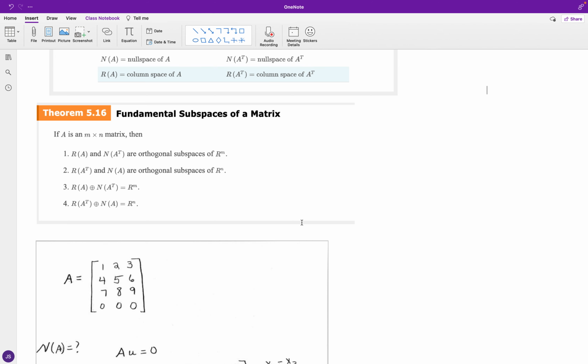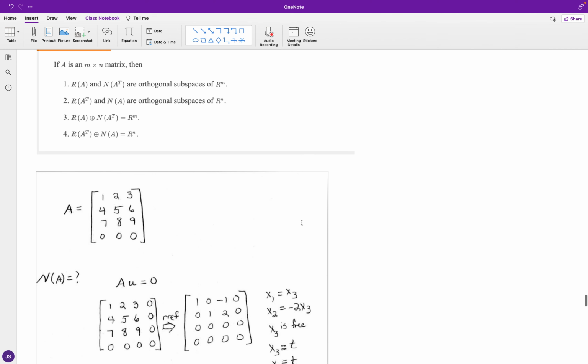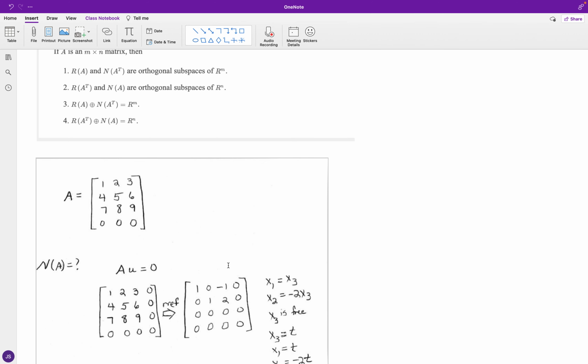Looking at the null space of A, N of A, I'm looking at A times U equal to 0, and putting this in augmented matrix terms. Going row by row, I have 1, 2, 3, 0, 4, 5, 6, 0, 7, 8, 9, 0, and zeros across, and displaying in reduced row echelon form.